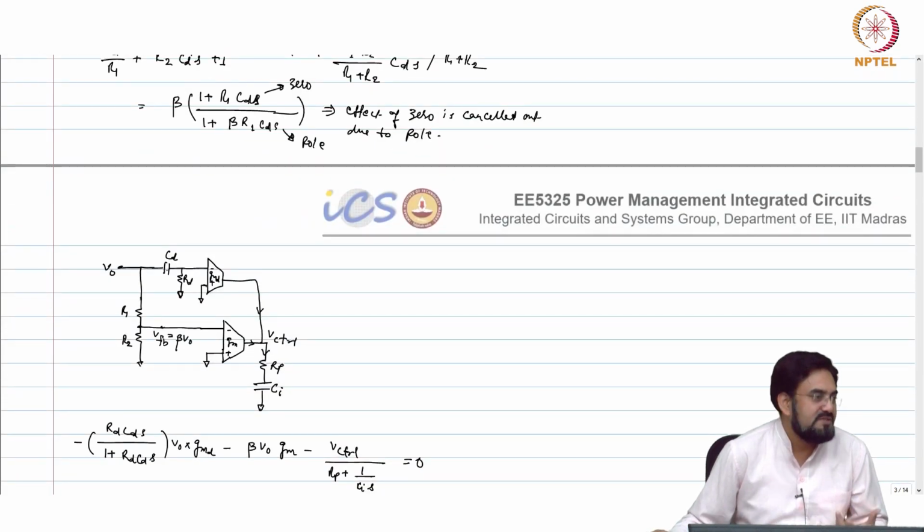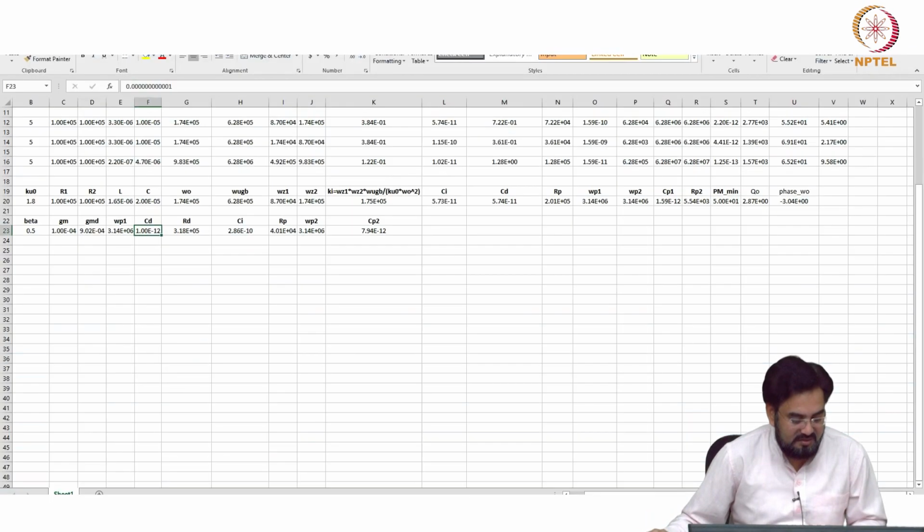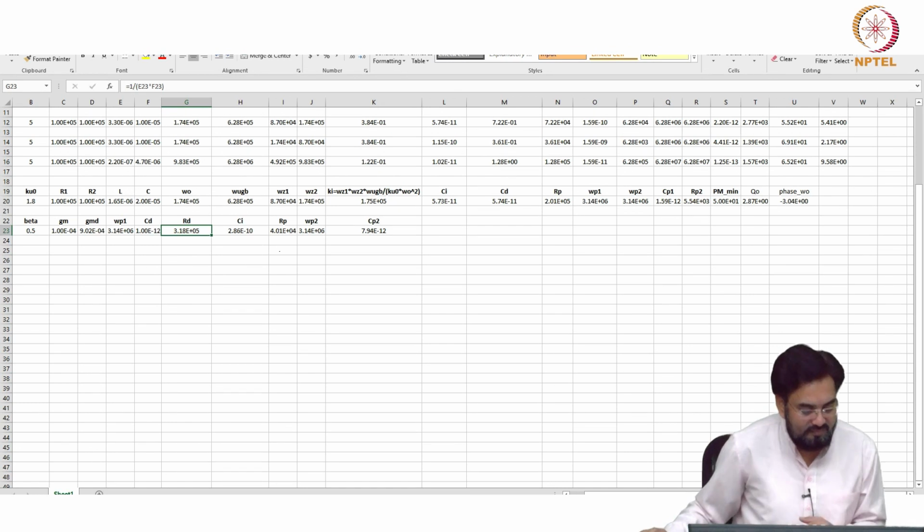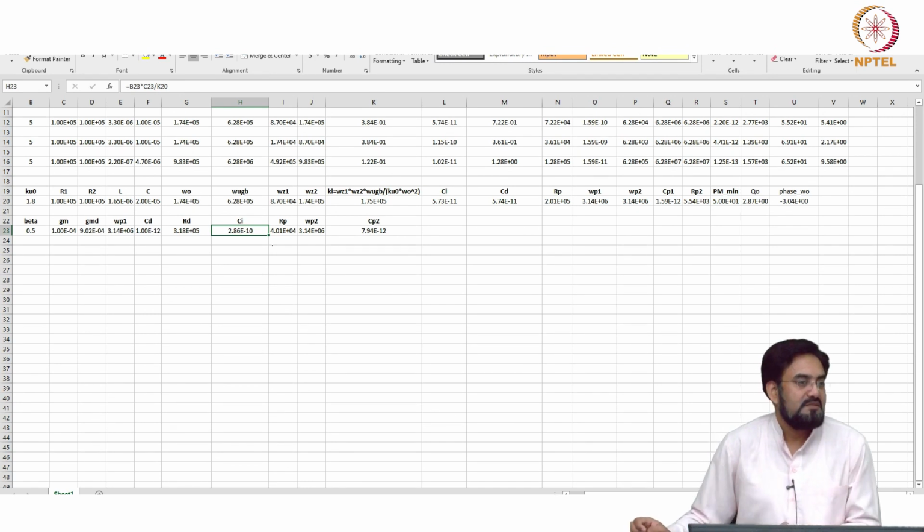Once I fix the value of RD, CD means nothing but this cap, and I want to use a very small cap, I do not want to bloat my area. So I am choosing here 1 picofarad. 1 picofarad gives me 3.18 into 10 power 5, which is 318 kilo, that resistance. And then this is coming at 286 picofarad.